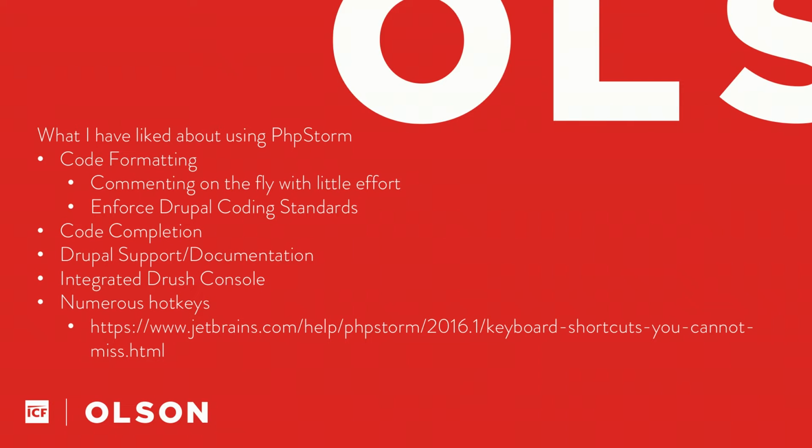But if you're looking for all of the hotkeys, there's a nice little page on JetBrains saying these are key hotkeys that you need to know. Double shift is one of them, which allows you to do a search on anything that you have. I think that's project wide. You can search for anything, functions, variables that you think you maybe mistyped, and so on.